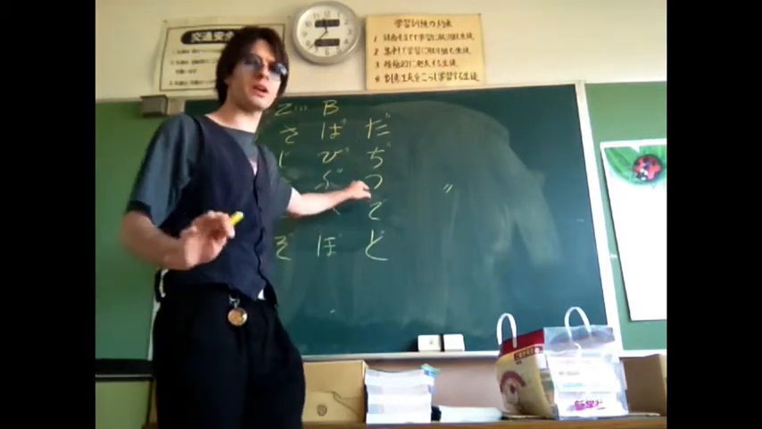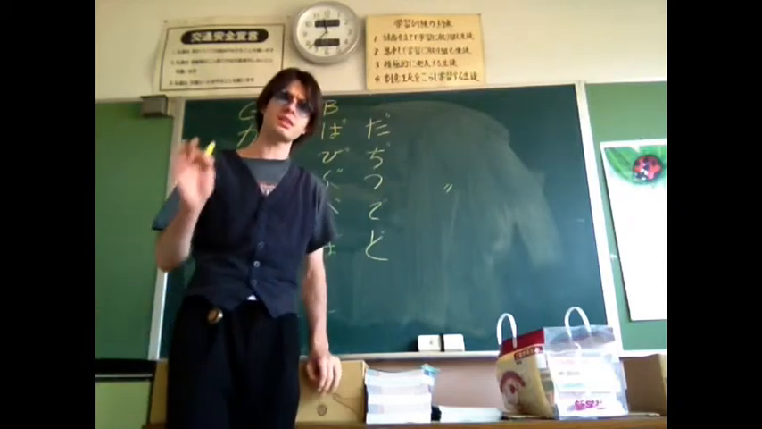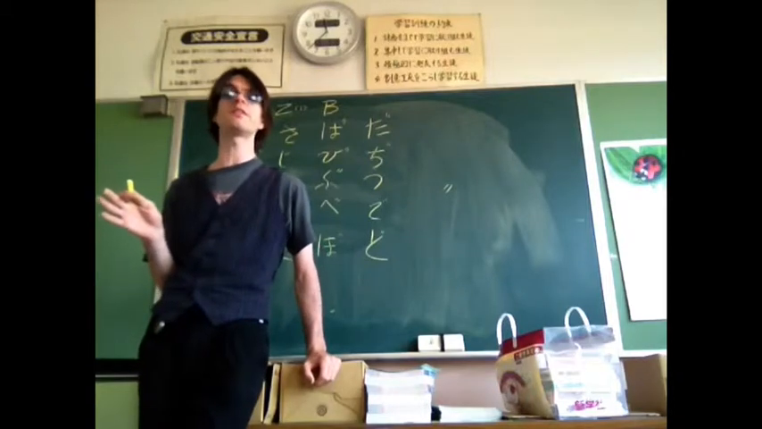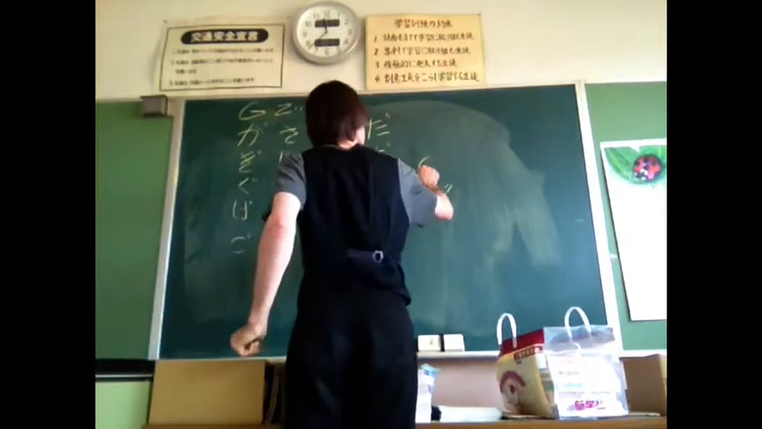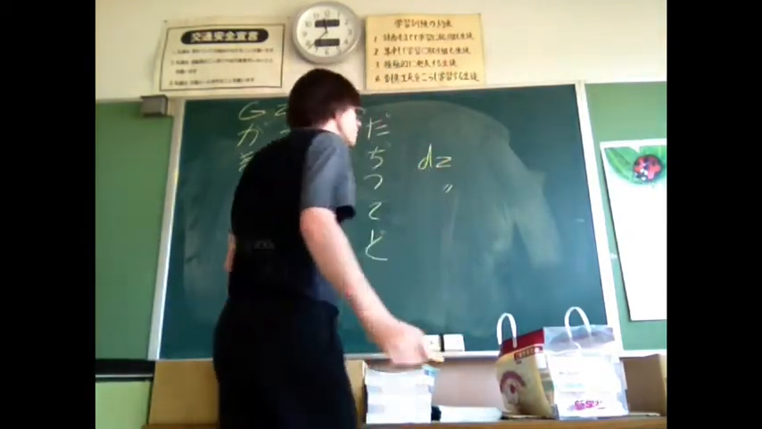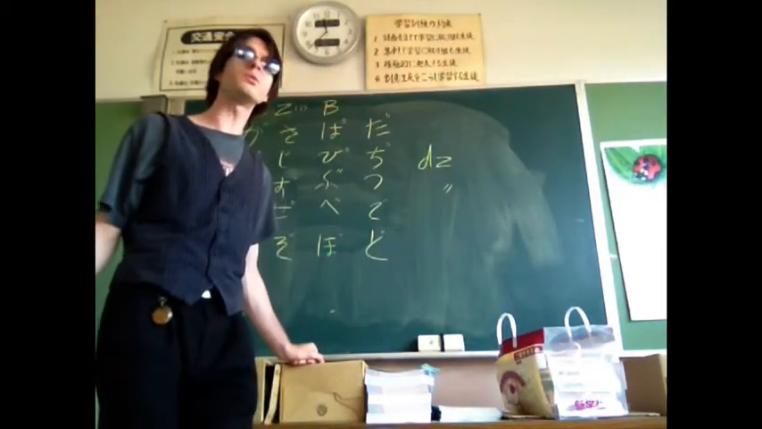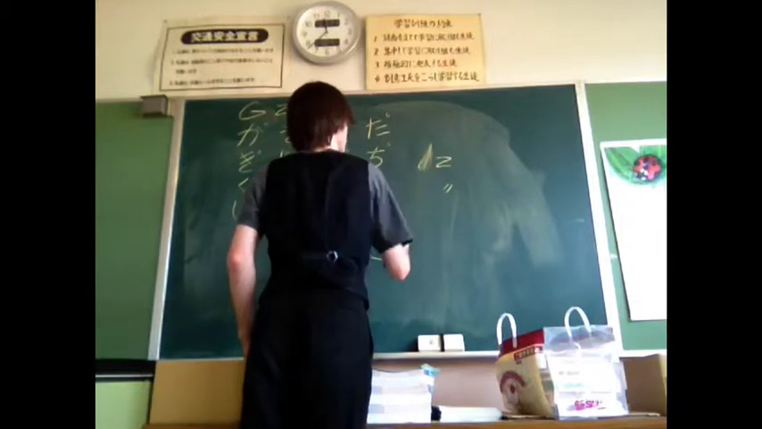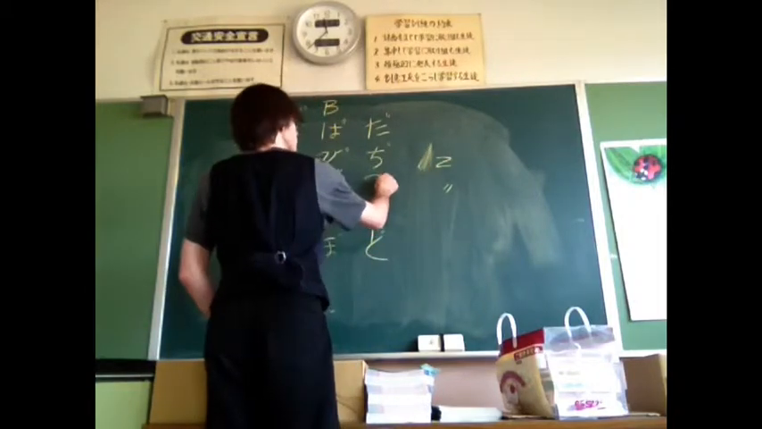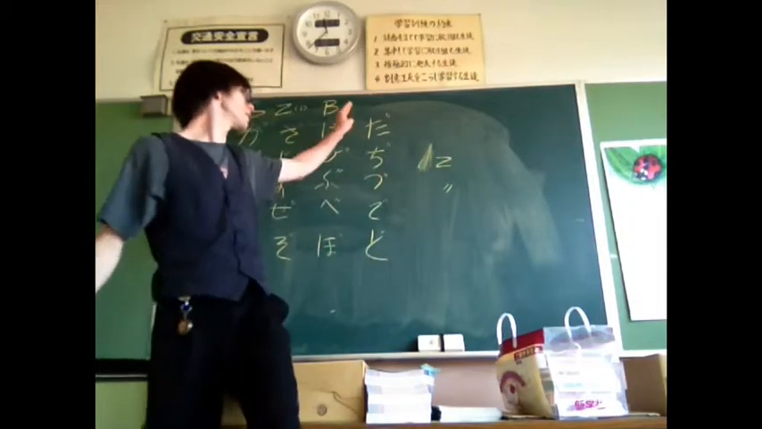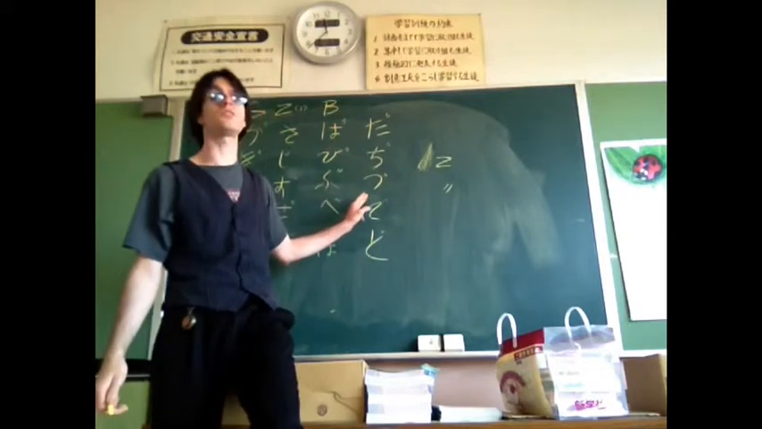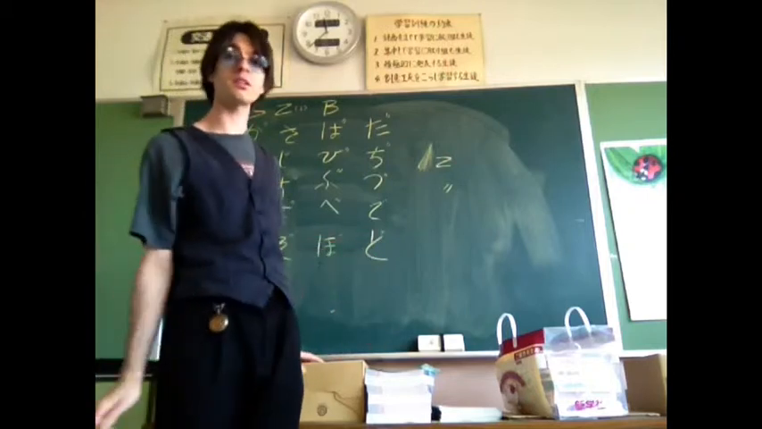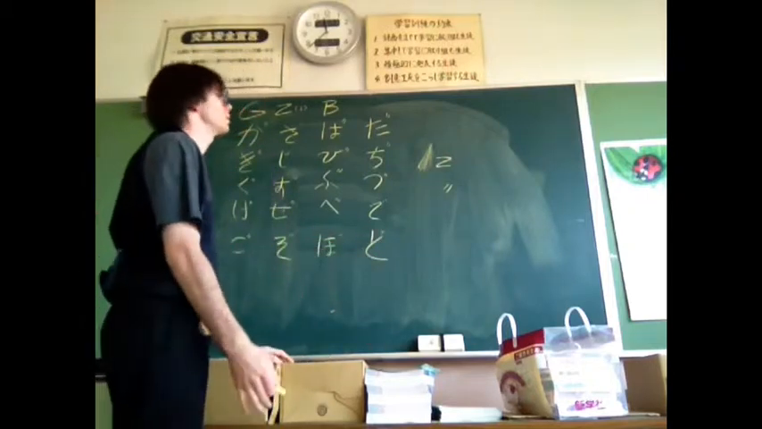So ta, da. Next is tsu. Tsu is weird, because if you put the voice to the t sound, you get z, which is like a DZ kind of thing. Dzu. But when you write it, it just sort of becomes this Z sound. So this is zu. Da, ji, zu, de, do. Complicated and arbitrary, again, I know, but that's how it works.